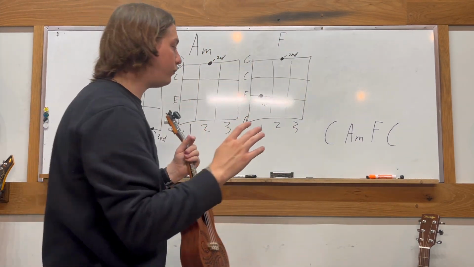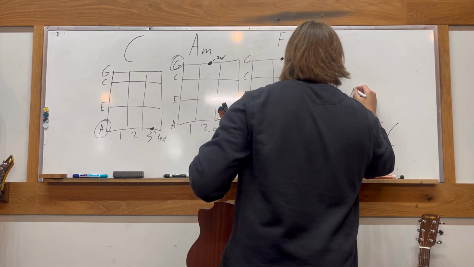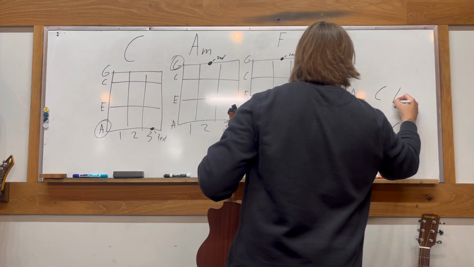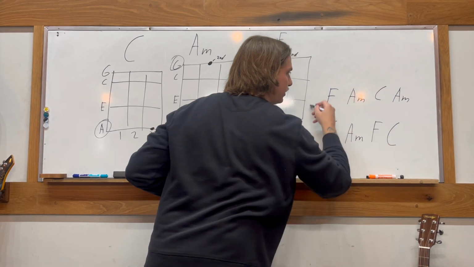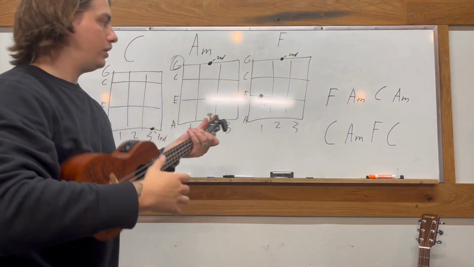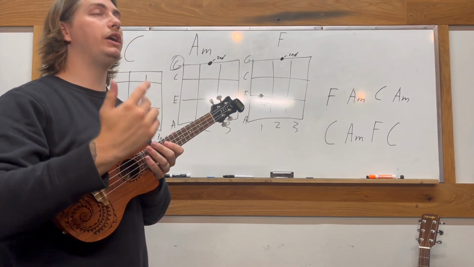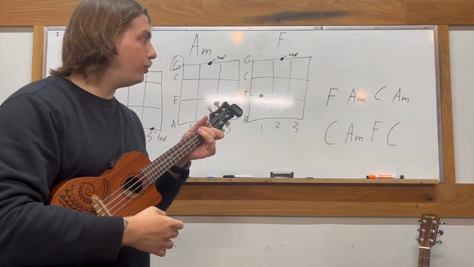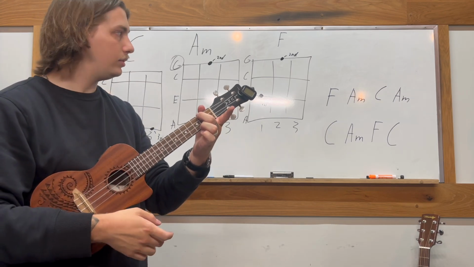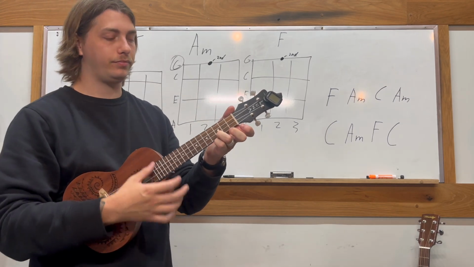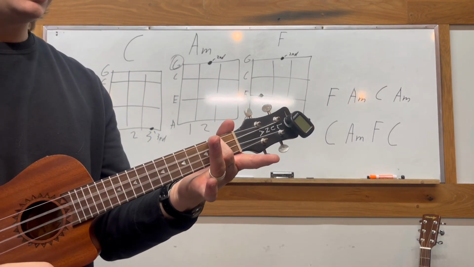You can move them around. What if we played this progression instead? What if we went F, A minor, C, A minor? Let's try this. Okay, so this is the one we're going to play. Ready? We're going to go F, 1, 2, 3. Here we go. Ready? F, 2, 3, 4. Lift up that finger to play an A minor. And then C, just like this. And then A minor. 2, 3, 4.